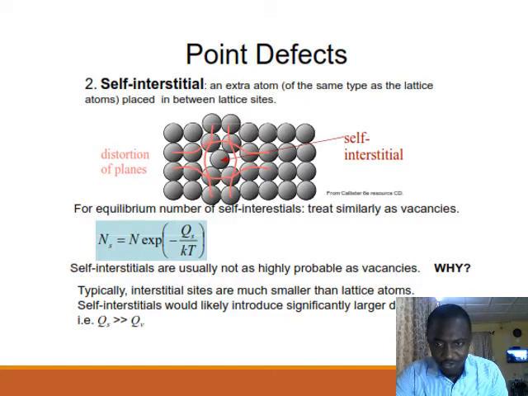What you also notice on this slide is a question that says that self-interstitials are usually not as highly probable as vacancies. You should look at this question and understand why this is the case. It's not so easy for you to impose an extra atom into a space that is tight, compared to removing an atom to create a vacant site. If you understand that, you will see that typically the interstitial sites are much smaller than the lattice atoms. So the self-interstitial will require a significantly large amount of energy to create. The activation energy for a self-interstitial is far, far greater than the activation energy to create a vacancy.